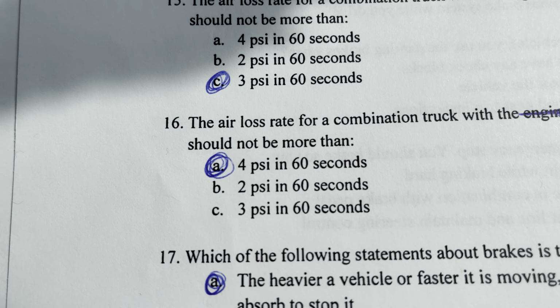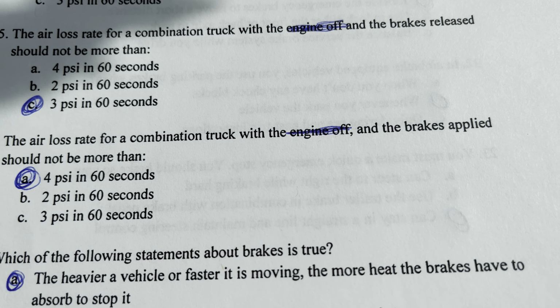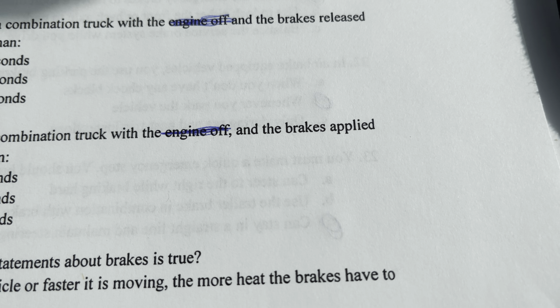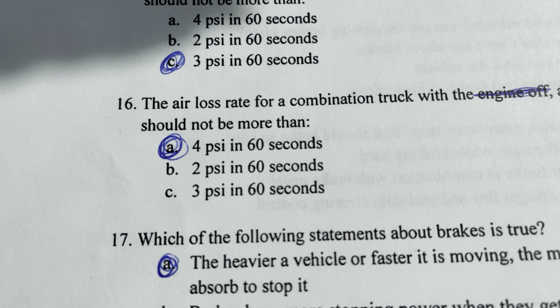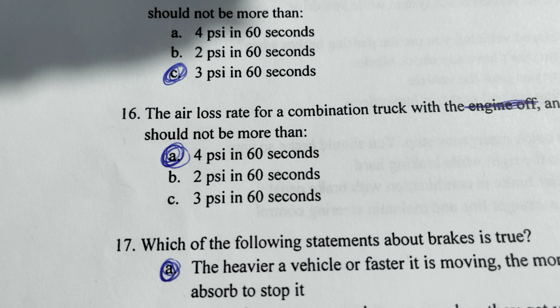Pay attention. Number 16, the air loss rate for a combination truck with the engine off. Again, completely ignore engine off, cross it out. This is with the brakes applied, which means your foot's on the brake. It's going to result in more PSI. So the correct answer is 4 PSI in 60 seconds or 1 minute, which I got correct, letter A.